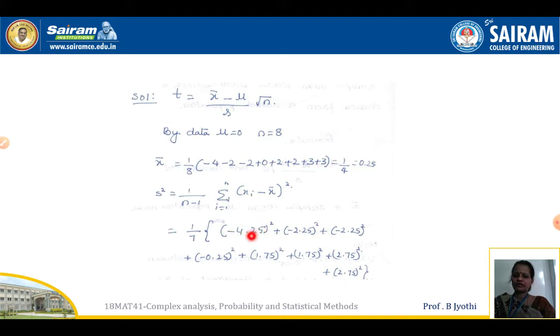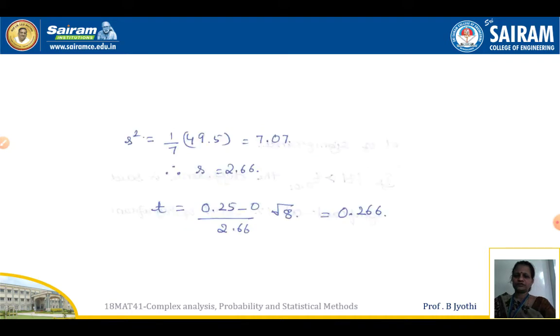So when we take it, it is xi minus x bar, where x bar is the value that is 0.25. So we will be getting these on calculation, s square. So the s square is given by 1 by 9 into 49.5, that is 7.0507, and the root of which is 2.66. So the calculation of t is given by 0.25 minus 0 divided by 2.66 into root of 8, that is giving you 0.266.